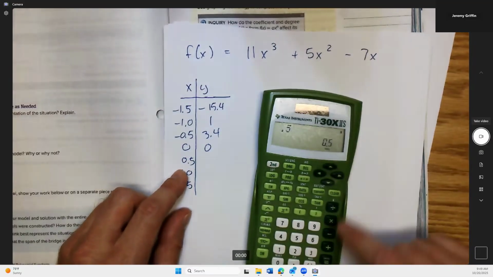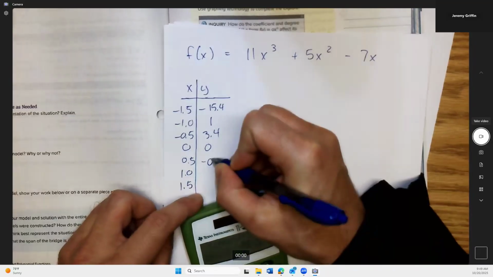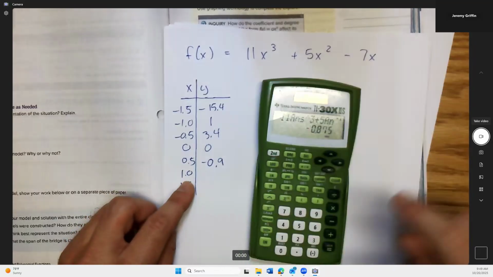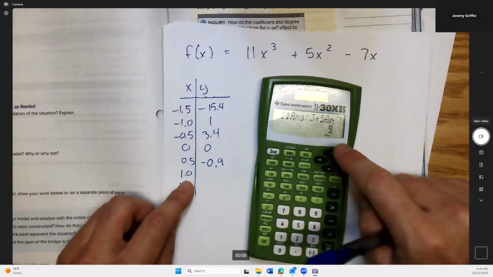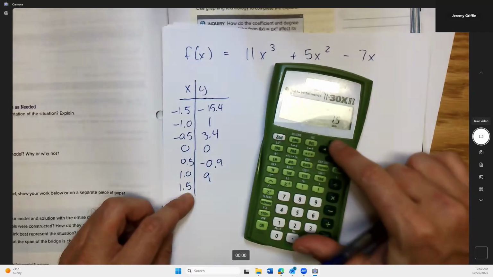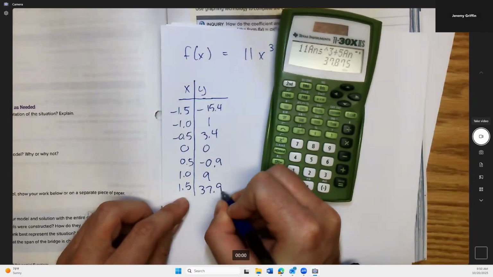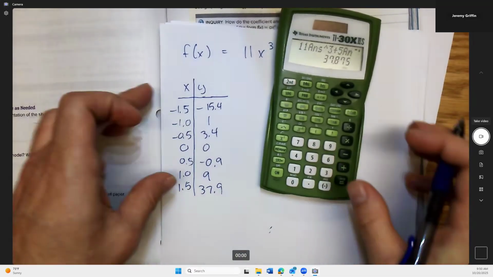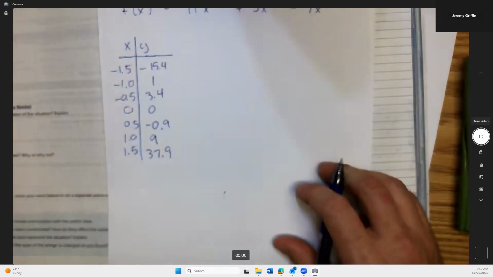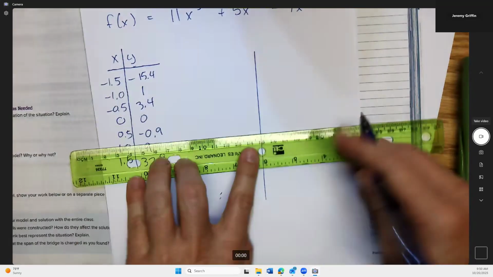If I plug in 0 for x, it has to come up 0. If I plug in 0.5 to that expression, I get negative point something. I'm rounding to the nearest tenth place. It's pretty close to that. If I plug in 1, I get 9 exactly. And 1.5, I'm getting about 38, well, I'll do 37.9, rounding to the nearest tenth. Those are rounded to the nearest tenth, but that'll be plenty enough to tell you exactly what the basic shape of this graph looks like.